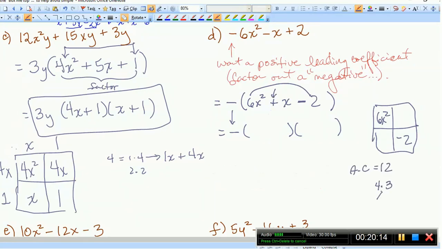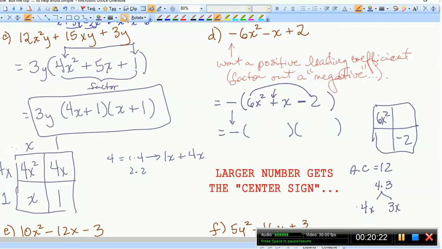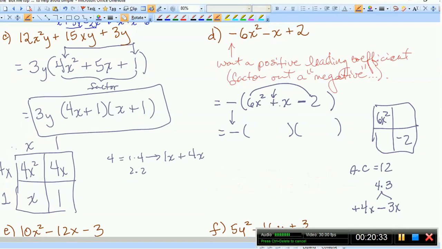Check it out. We're going to have a 4x and we're going to have a 3x. Now, one of these has to be negative and one of these has to be positive. So the larger of the 2 would be the sign in the middle term. So plus 4x and minus 3x would combine to give me positive 1x. That's what you're putting in those outer boxes, right? We want a 4x and a negative 3x. Now let's write our GCFs.